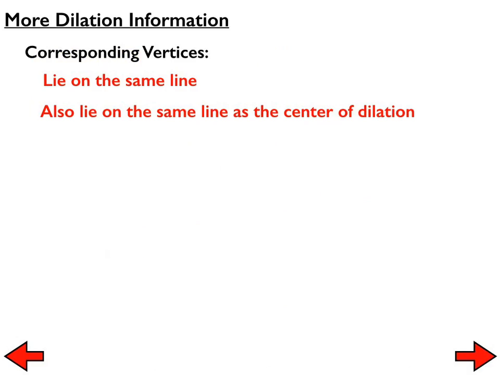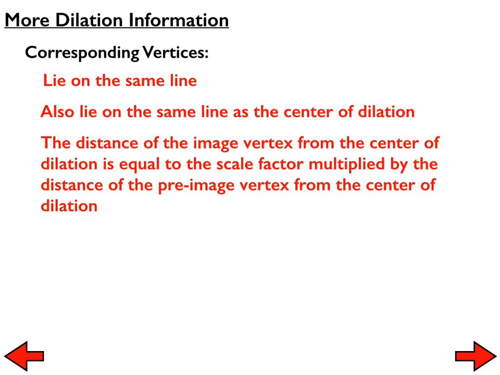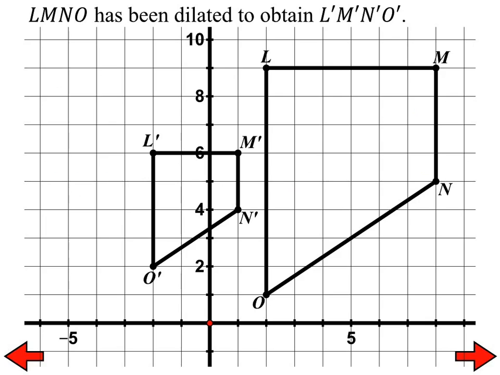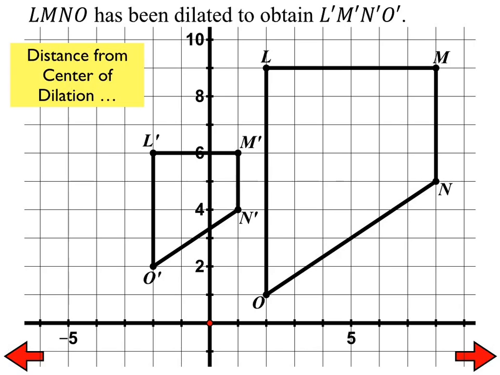Okay? All right, next. And I don't think I need you to write down this whole thing, but listen carefully or read along with me. It says the distance of the image vertex from the center of dilation is equal to the scale factor multiplied by the distance of the pre-image vertex from the center of dilation. And some of you are like, what in the world does that mean? Well, it's actually very simple. Okay, so let's go back to this picture right here. We just found the center of dilation, which is right there.